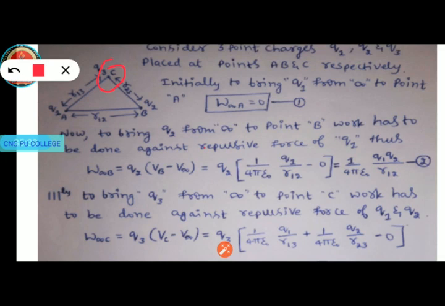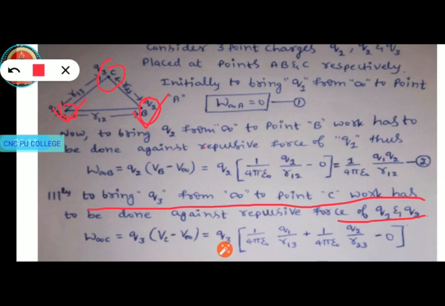The second charge experienced opposition only because of Q1, but the third charge Q3, which has to be placed at point C, has to experience the opposition due to the charge present at A as well as the charge present at B. That means we have to do some more work. Yes, observe these lines. To bring Q3 from infinity to point C, work has to be done against the repulsive forces of both Q1 and Q2.